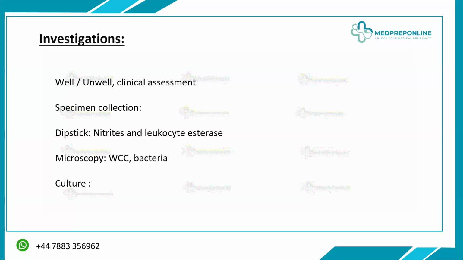But if only nitrites are positive and leukocytes are negative, in that case you have to send the sample anyway for microscopy and culture and treat if clinically indicated. And then we will take leukocytes. If there is only leukocyte positive and nitrites are negative, in that case, if clinically indicated, you have to send the sample for microscopy and culture, and then start the antibiotics according to the clinical condition of the child.